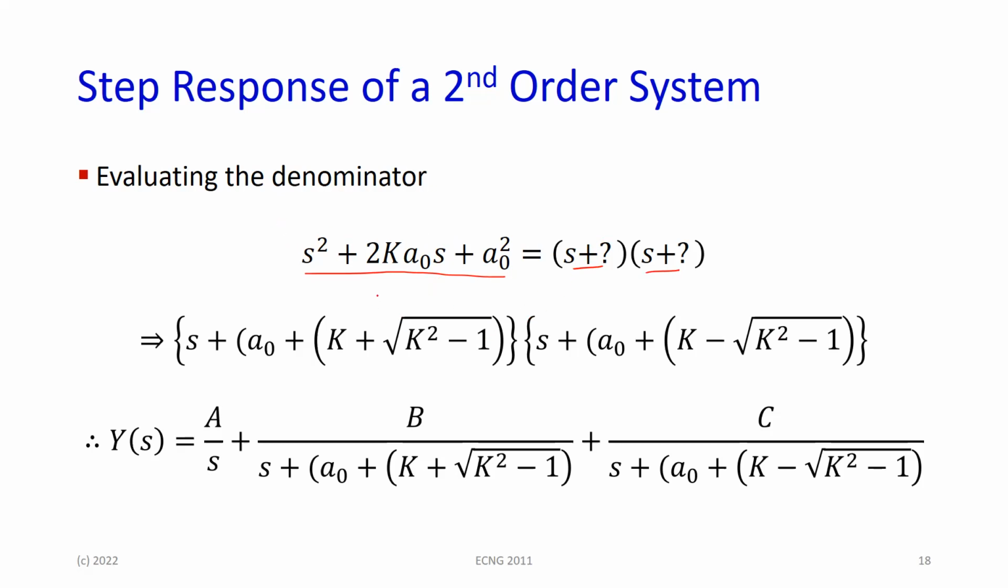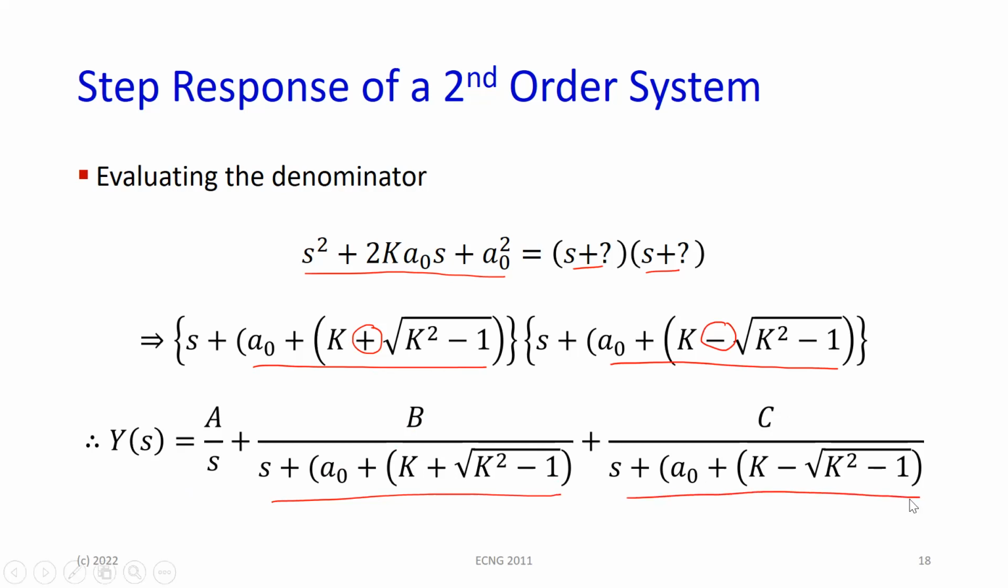So this can be expressed as s plus a big thing here times s plus another little expression here. Notice the only difference between these two is this sign. Here's a k plus and here's a k minus. Okay, so in other words, the whole partial fraction expression is going to be a over s plus some b over this fraction plus some c over this fraction.